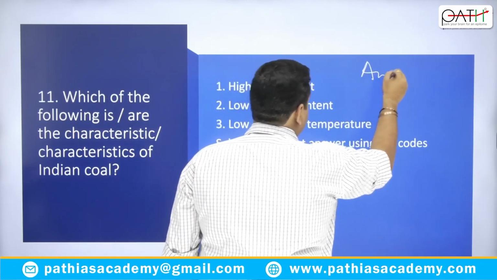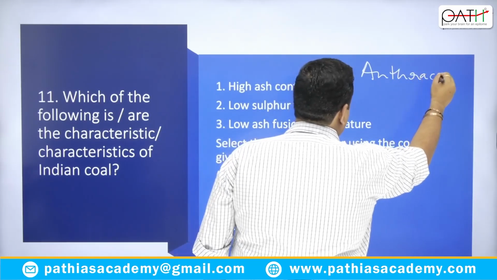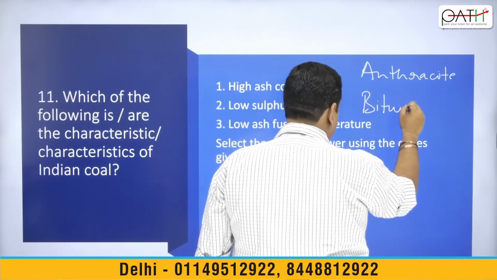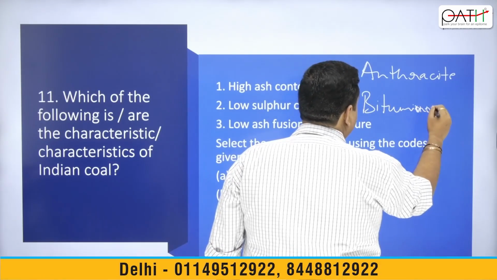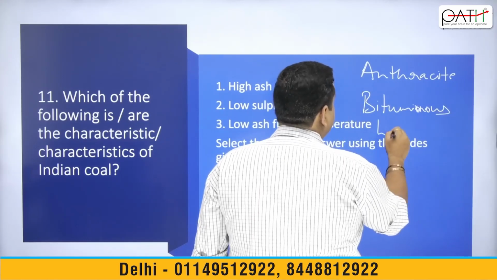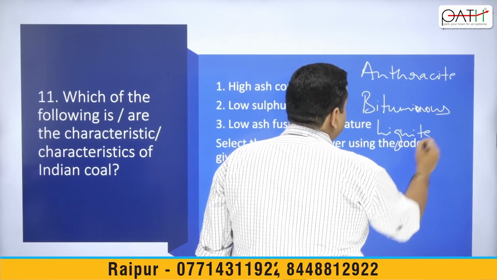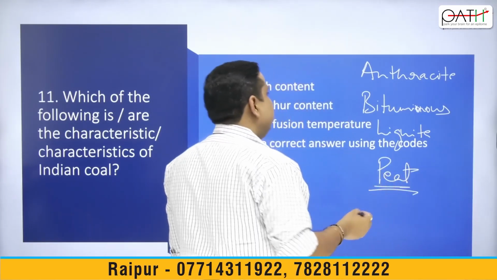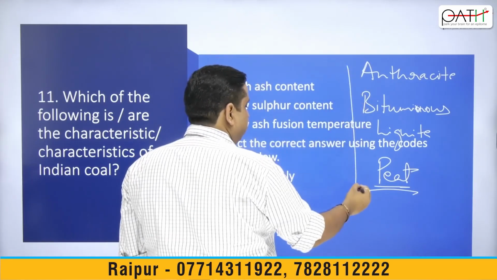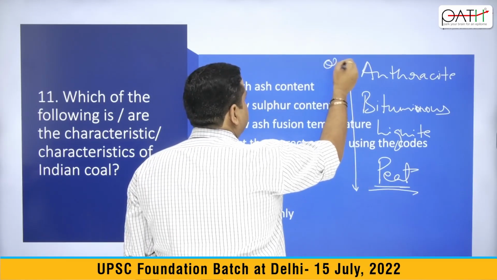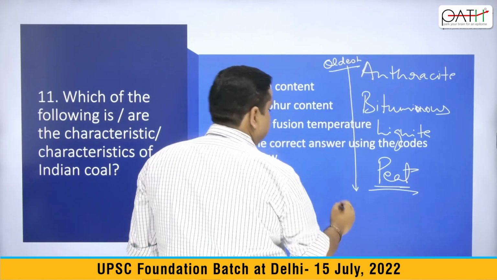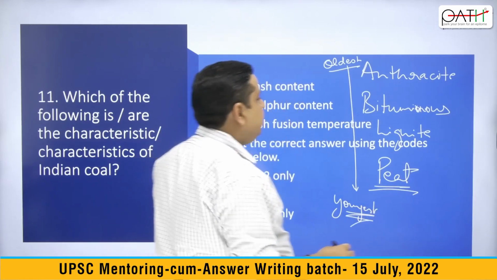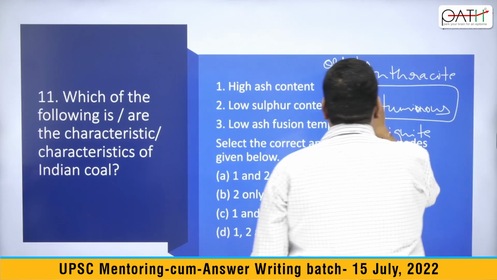One we have the anthracite. Then we have the bituminous. Then we have lignite, and then we have peat. So do remember one thing, that anthracite is the oldest coal. It is oldest and peat is youngest. In India, 98% of coal reserves basically belong to the bituminous coal variety.